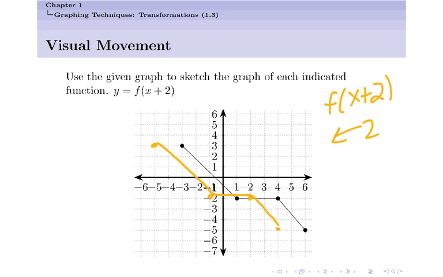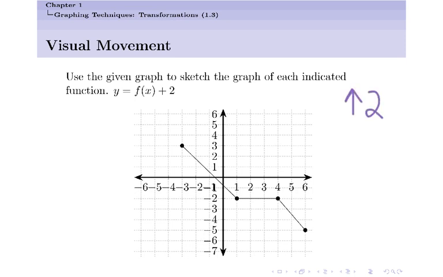So if I asked you to graph f of x plus 2, this would be your final graph. If I asked you to graph f of x plus 2, you'd have to notice that this is a vertical shift up 2 units. So I take all my ordered pairs and I move them all up 2 units. And then I connect for their shape.